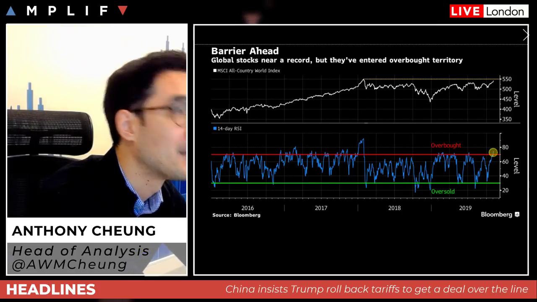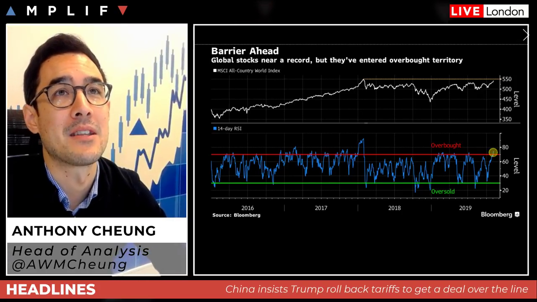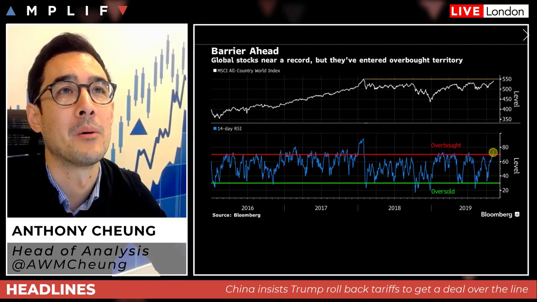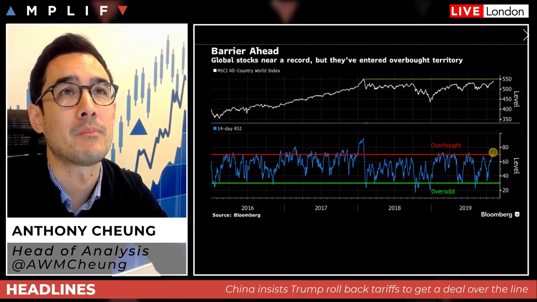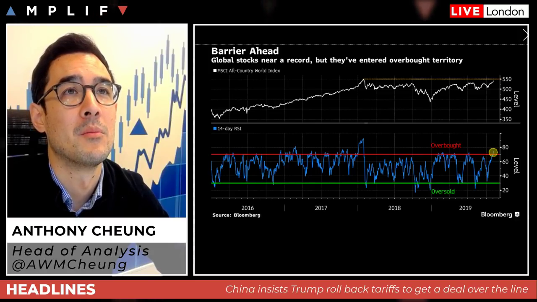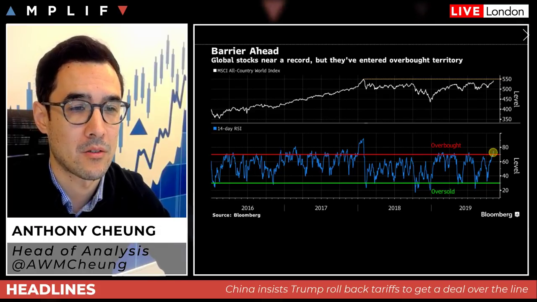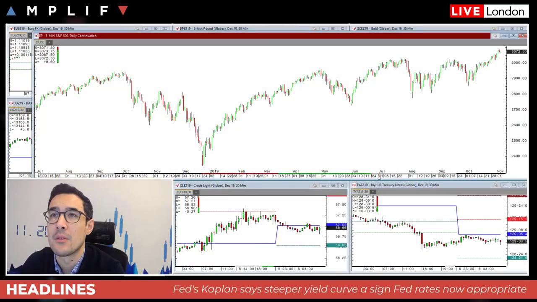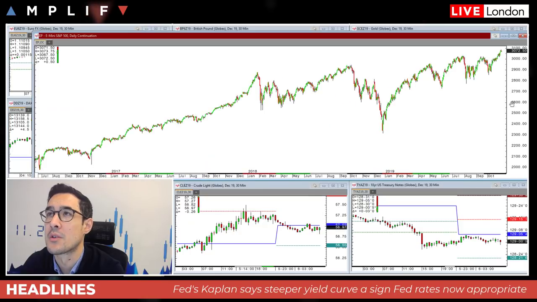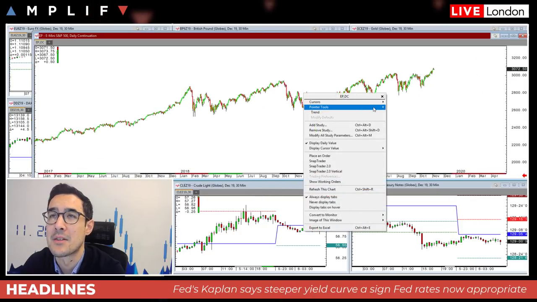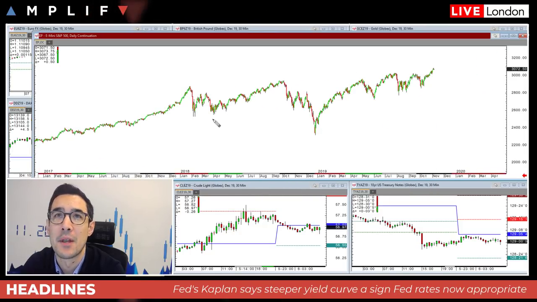Remember, if we put the S&P back onto a daily continuation chart, if you give me one moment, I'll bring it up so we can have a look. Let me just quickly remove some of these studies just to make the chart a bit clearer. And I'll transition. So this, of course, tells a very big story of many different fundamental catalysts.